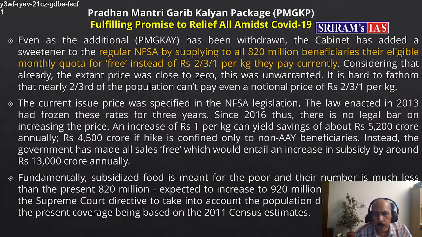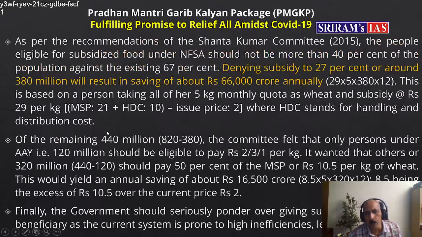And that's why the situation has reached a point where the fiscal burden of subsidy is continuing to rise in the budget. And therefore, the Shanta Kumar committee, which examined the implementation of the NFSA, found that covering 67% of the population under NFSA at such a subsidized price of 3, 2, 1 is not required.